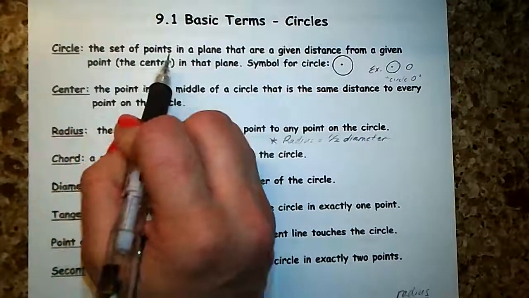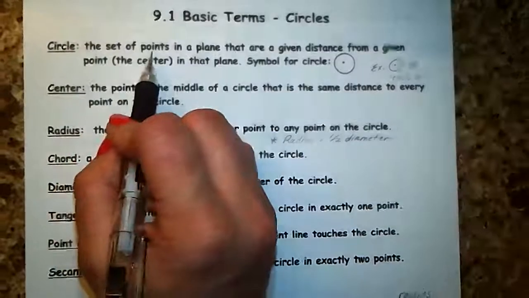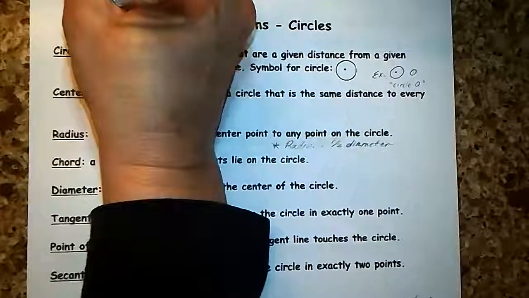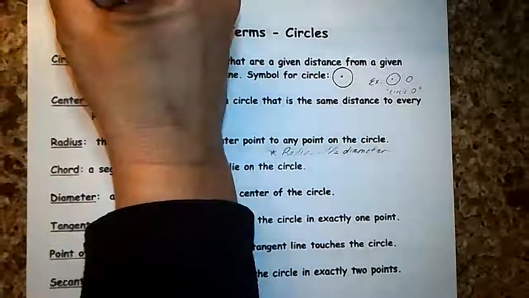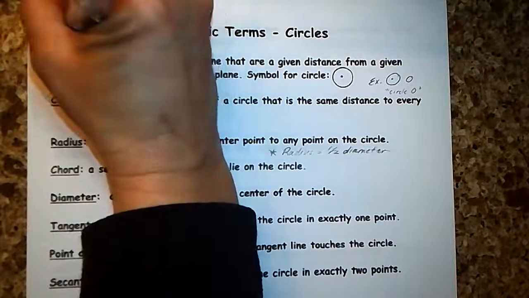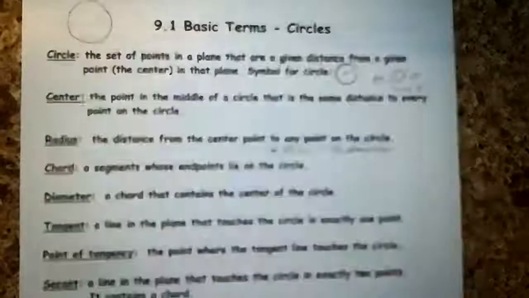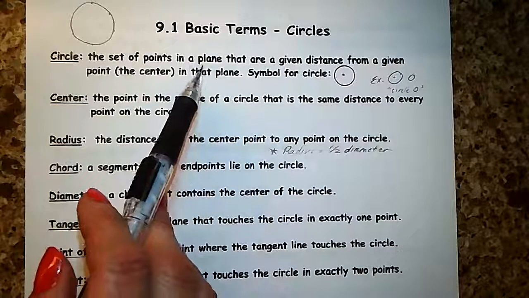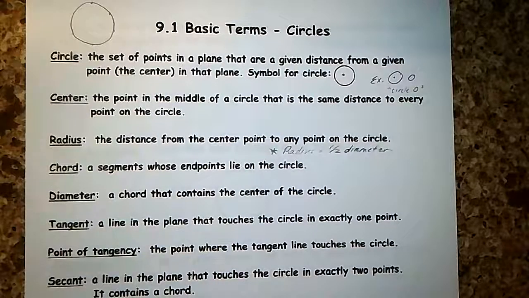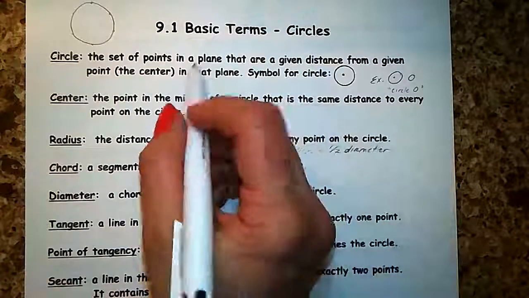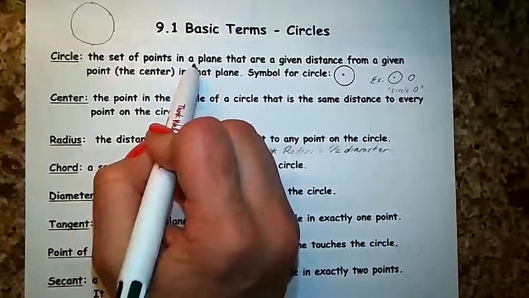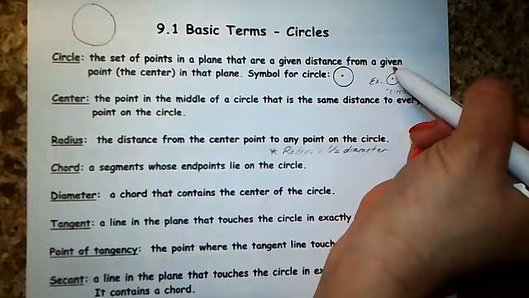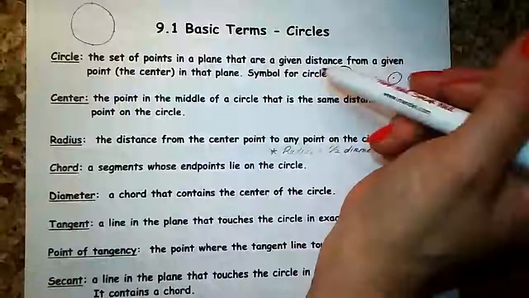A circle is a set of points. Now, if you remember anything about circles, it's going to be an infinite set of points. We have no idea exactly how many, but there's an infinite amount of points on that circle. It's a set of points in a plane. Planes are flat. Remember back from chapter 1, we talked about planes being flat. So it's a set of points in a plane that are a set distance from a given point. Okay, now let's break that down.